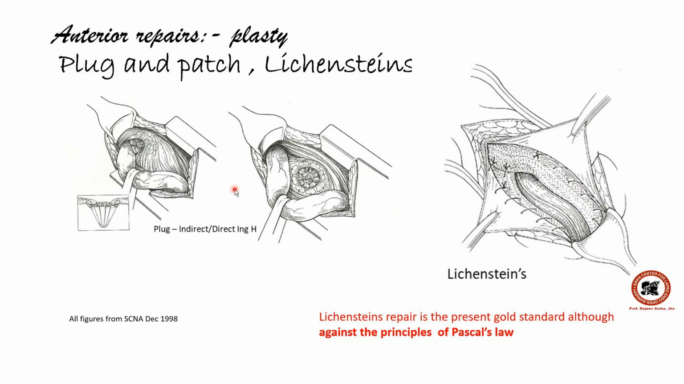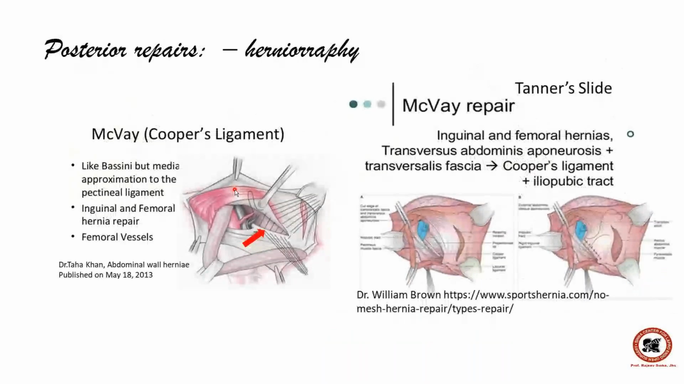So now the understanding is that when you're doing any kind of repair, you should use less and less amount of foreign material. So plug and patch is no longer advisable. Then coming to true posterior raphes, I told you utilizing transversalis fascia.